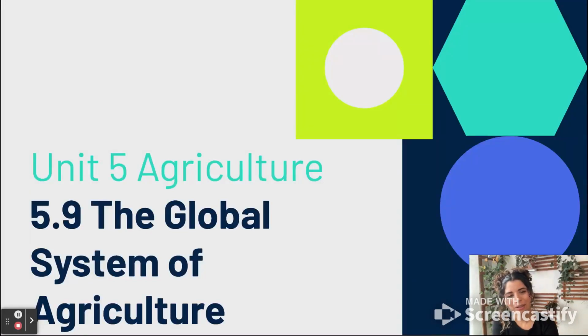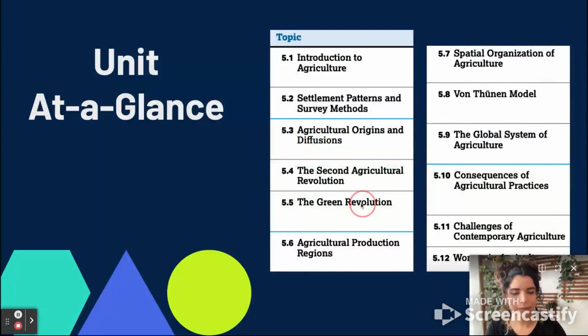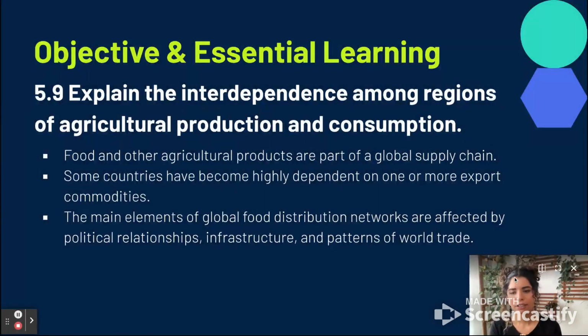Hey guys, so today we're on 5.9 and we're going to be looking at the global system of agriculture. We're just going to be touching on some of the main ideas. So just the ability to explain interdependence among regions of agricultural production and consumption. This includes things like food and other agricultural products being part of a global supply chain. That's something that we previously kind of touched on already.